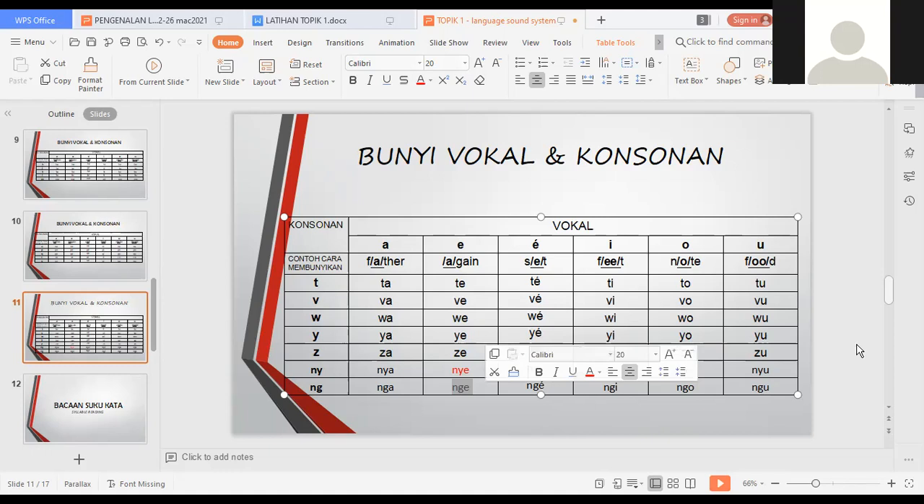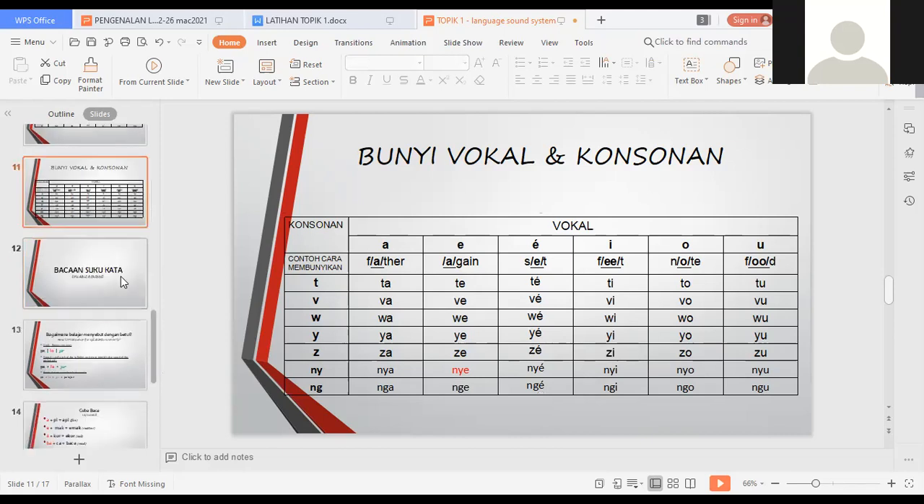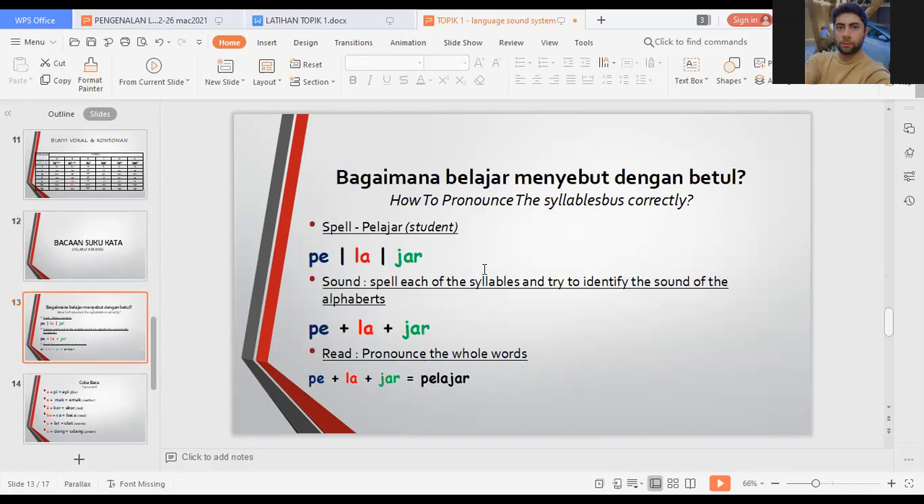All right, so just a little bit practice. You have to practice more after this, all right? Because now we have to read the simple word, okay? Because you are PhD level. So just take a little bit of time to practice. Okay, so now, everyone, this is how to pronounce the syllable correctly.